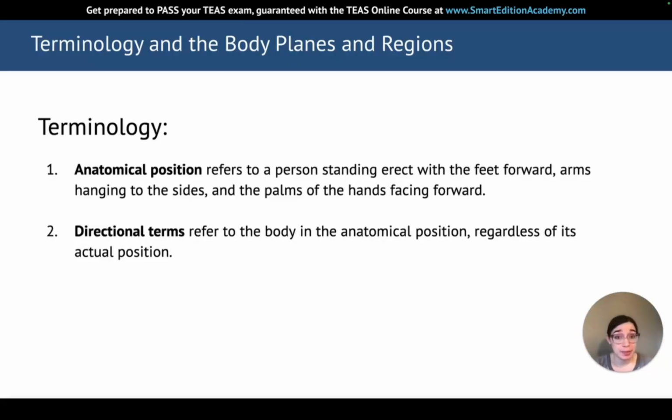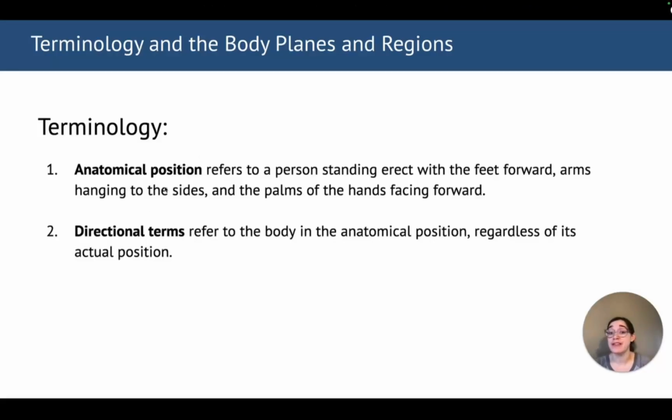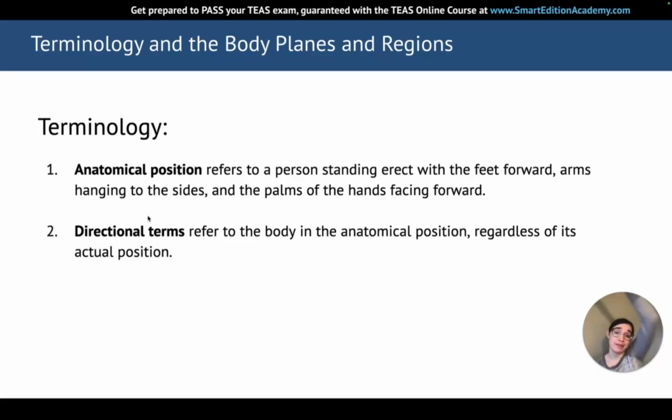This position is important because when we use directional terms, as we'll see in the following slides, we are always referring to the body in anatomical position, regardless of its actual position. And we do that to avoid confusion. Because if one person is picturing the body with the arms hanging at the side, but another person is picturing the body with the arms extended overhead, then directionally, the terms that that person would use for body parts located on that arm would be different than the terms used by the person who was picturing the arms hanging at the side.